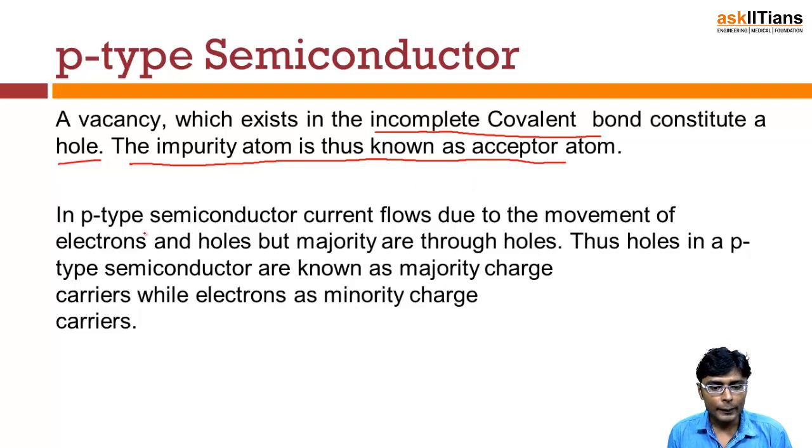In p-type semiconductor, current flows due to the movement of electrons and holes, but the majority is through holes. See here, the number of holes is more as compared to electrons. Thus holes in a p-type semiconductor are known as the majority charge carriers, while electrons are minority charge carriers. While we have seen for the n-type semiconductor, the majority charge carriers were electrons and the minority charge carriers were holes, right?